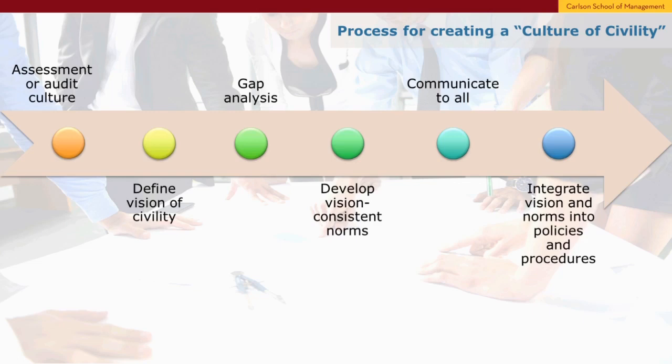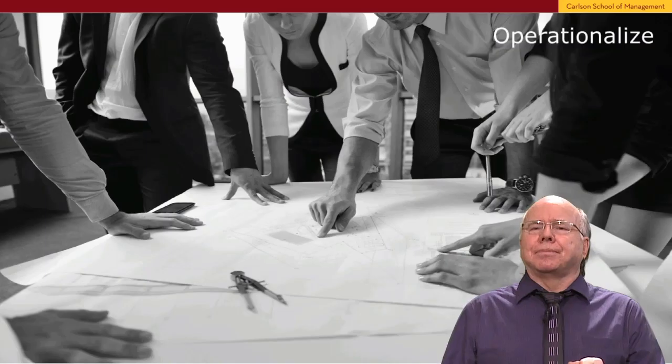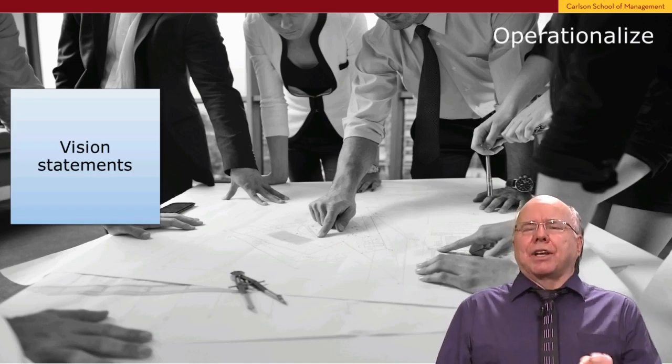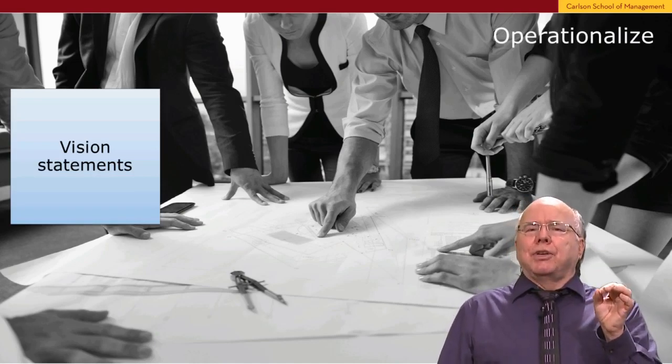The last thing is integrate the vision and norms into your policies and procedures. This is what we call going from the vision to where the rubber meets the road, as you will. It's got to be part of the daily life of your organization. So how do I operationalize this and make it part of reality? Well, it starts with that vision statement. Do you have the clear vision?